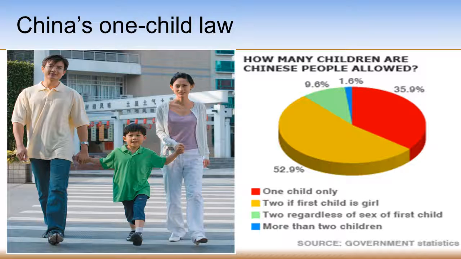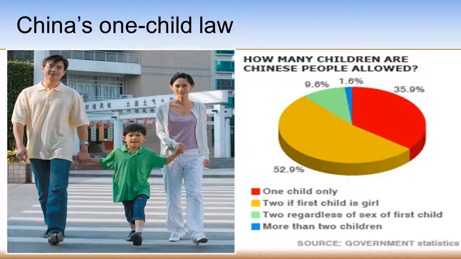So there is opportunity for families to have more than one child, especially if the first child is a girl. That's about 52% of the population. And there's a small percentage, almost 10%, where they're allowed to have two children regardless of the sex of the child. But about 36% of the population only has one child.